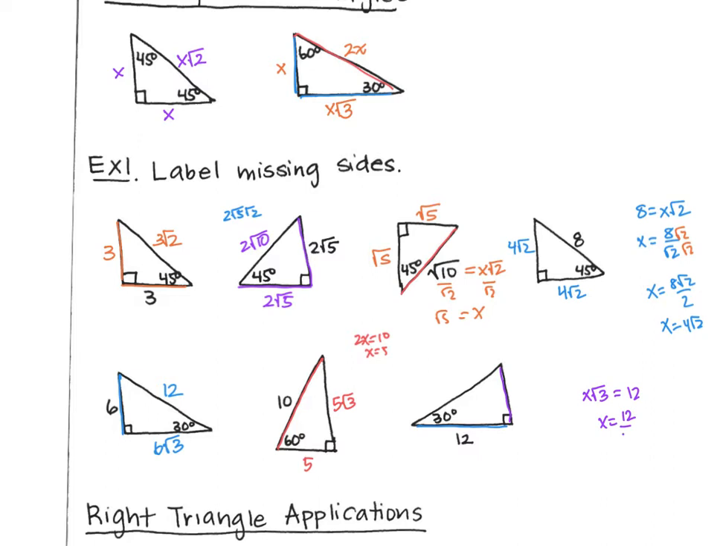So 12 over root 3, which is 12 root 3 over 3, and that's going to simplify down to 4 root 3. Okay, so this leg must be 4 root 3. Okay, if I did 4 root 3 times root 3, I would go back to 12, so that makes sense. And then the hypotenuse is twice the small leg. So if the small leg is 4 root 3, the hypotenuse is going to be twice that. So it'll be 8 square root 3.